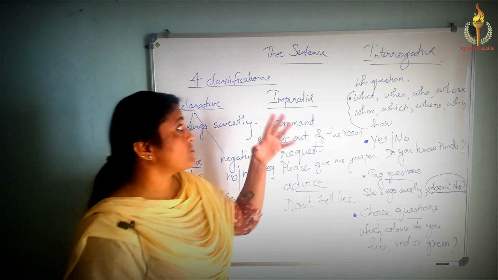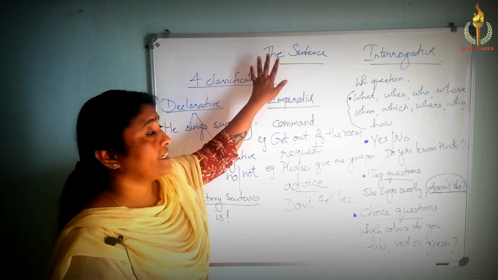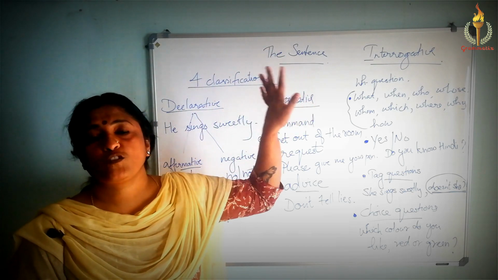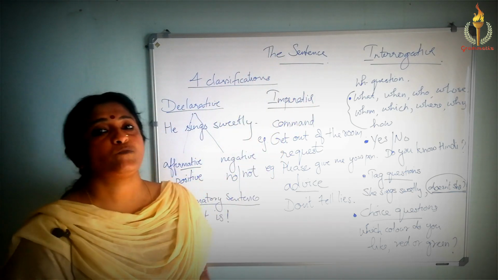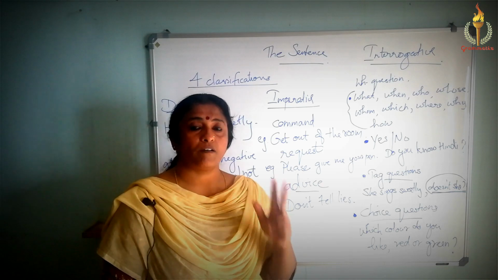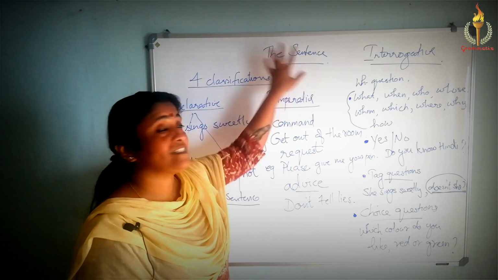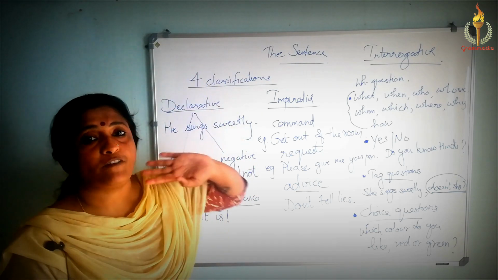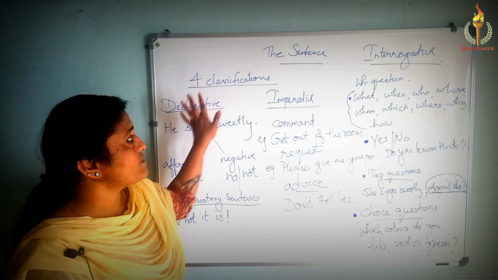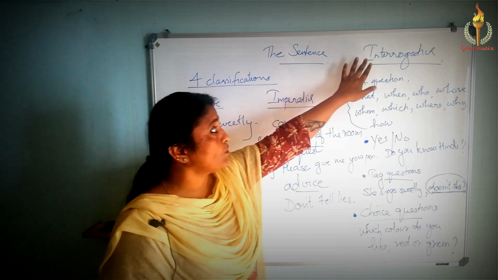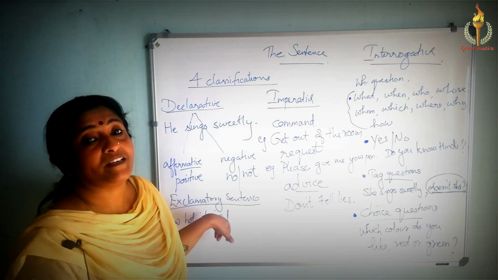Now, once again we will just revise what we studied. A sentence is a group of words which makes complete sense. It either ends with a full stop, question mark, or an exclamation mark. It has a subject and a verb. That's what a sentence is about. Sentences are classified into four: declarative sentence, imperative sentence, interrogative sentence, and exclamatory sentence.